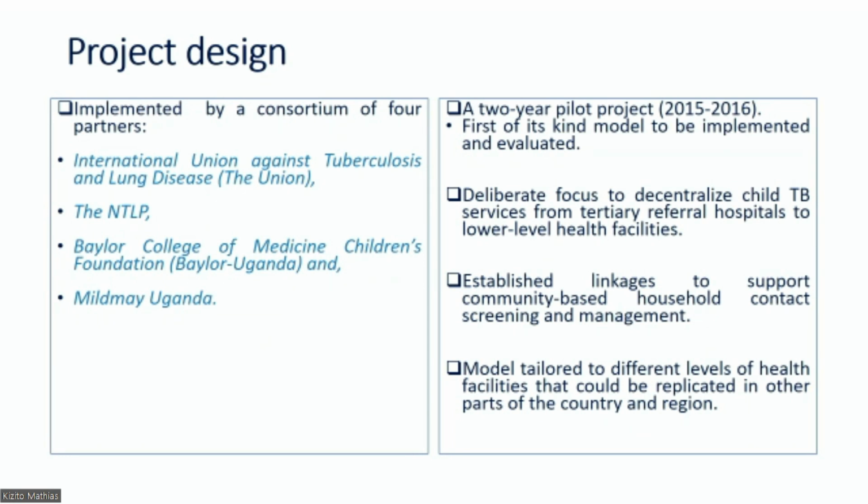The main focus was to decentralize child TB services from tertiary hospitals to lower level health facilities. At that time, most of the care was provided at the tertiary level hospitals and referral hospitals. And there was a component on contact tracing and also facility level interventions.